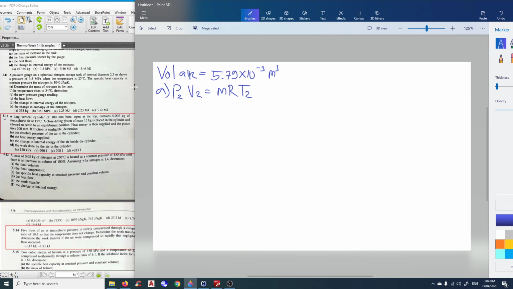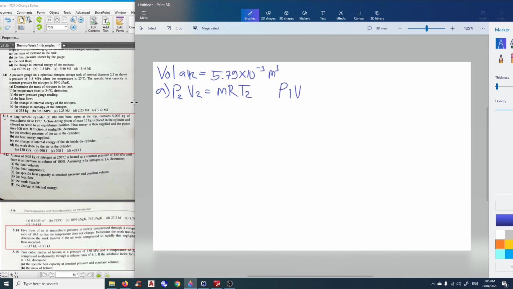Another problem is T2. We don't know what T2 is. The question only gives us T1, which is 15 degrees Celsius. So before we substitute this, let's calculate the T2. This is the cylinder open to the atmosphere. If you remember from the early discussion, when the piston is open to the cylinder, the pressure is always constant. Alright?